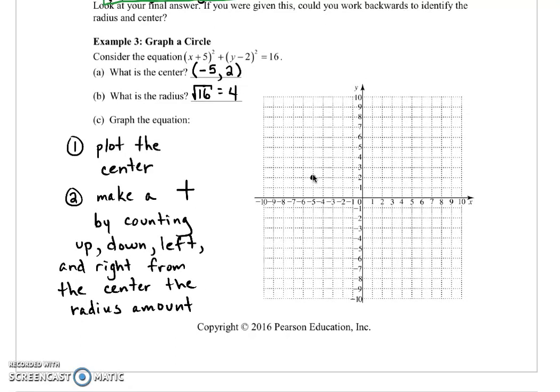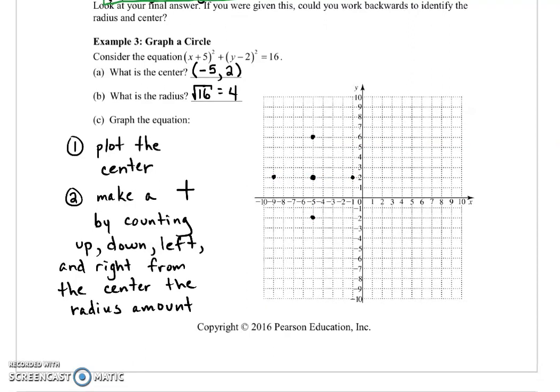From the center, I'm going to go up 4. 1, 2, 3, 4. I'm going to go back to the center, and then I'm going to go down 4. 1, 2, 3, 4. Then I'm going to go right. 1, 2, 3, 4. And then left. 1, 2, 3, 4. So there's my cross shape I was talking about, right? Because if we connected like this, we have our cross shape.